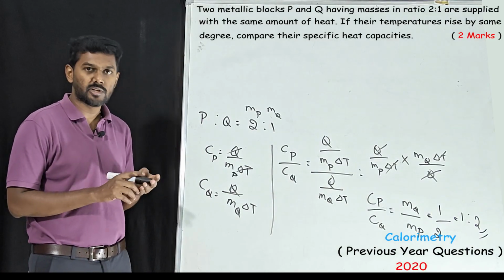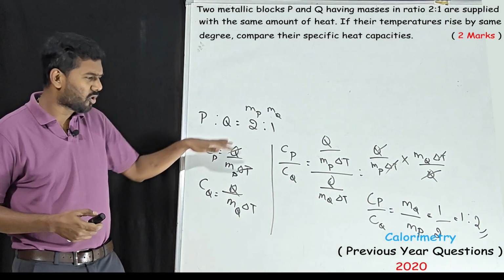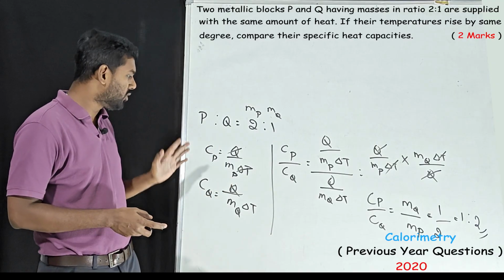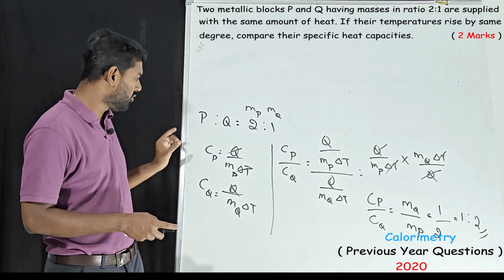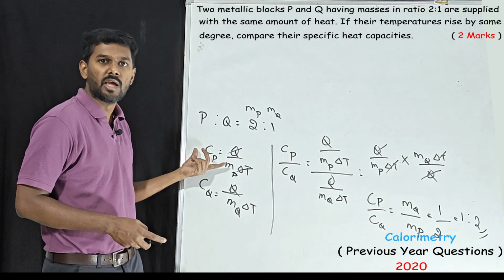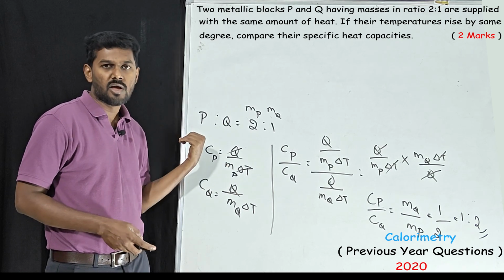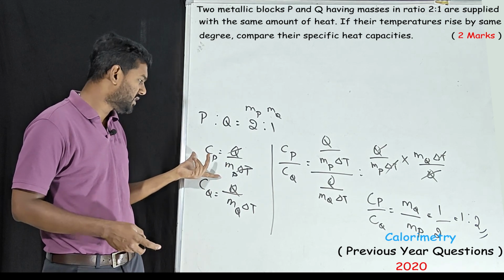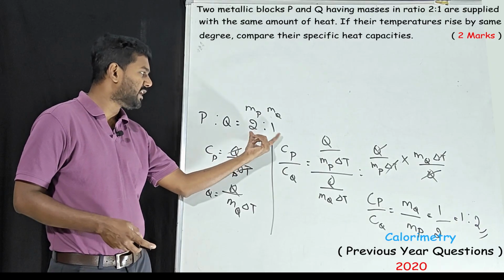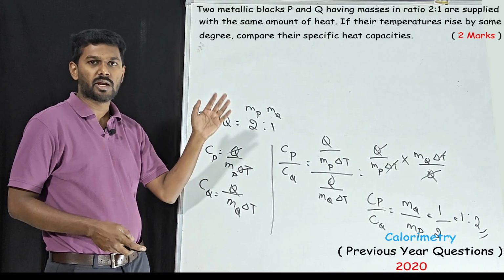Okay, if you listen, you don't have to do all these things in the exam. If you know the concept, you can say it right away. First thing you need to know, these two are inversely proportional. That means the more the mass, the less the specific heat capacity. If you know that, you can just interchange the masses and you will get the answer.